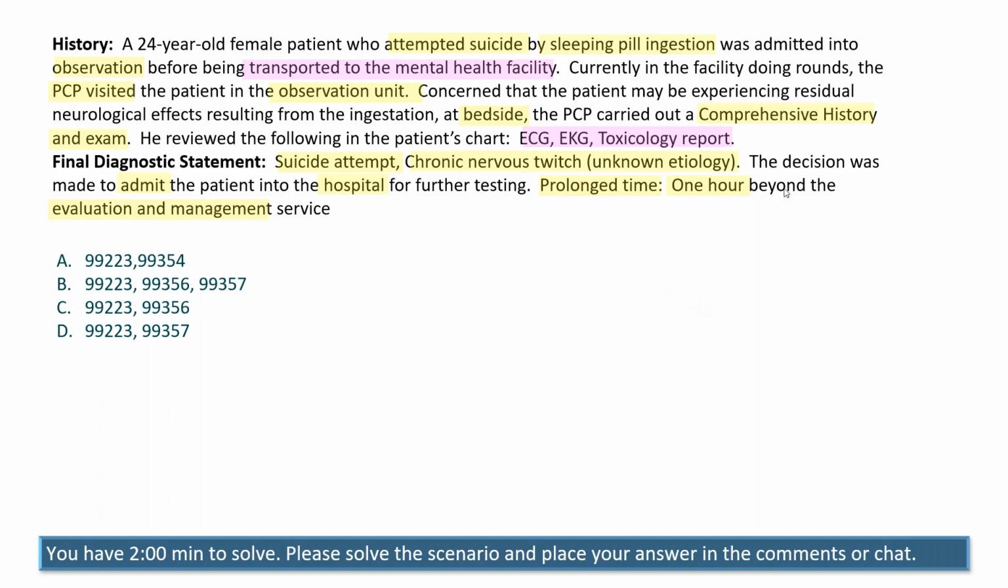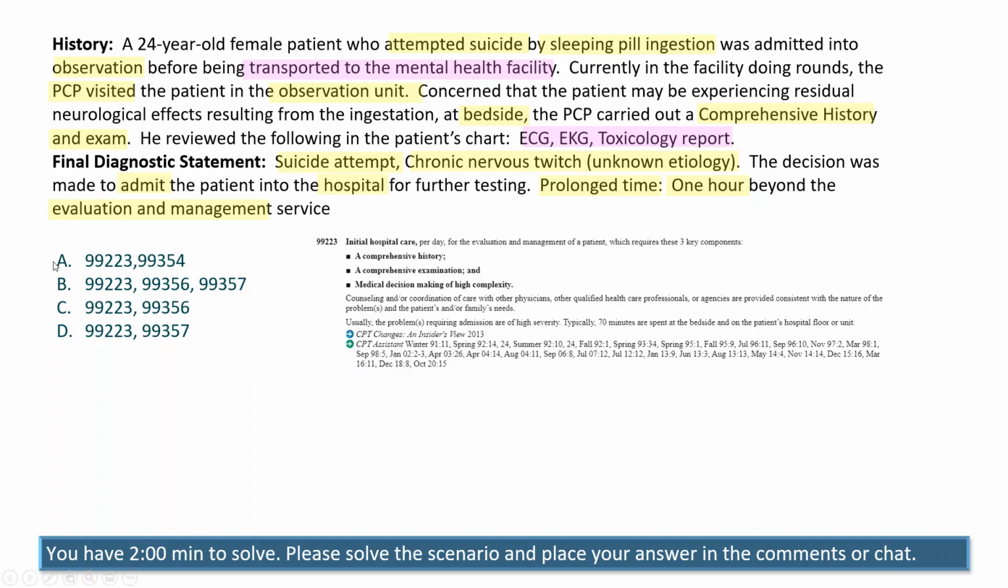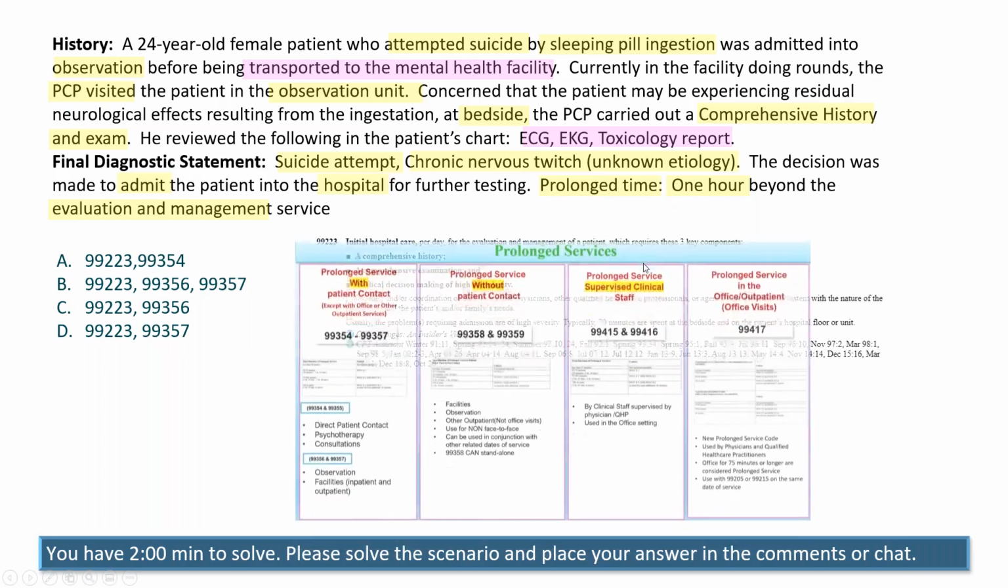All right, you all are amazing. I got lots and lots of answers in the chat. So this is what we came up with. Well, we know that A, B, C, and D all have the same answer. And for those of you that are advanced in coding, you know that we're going to code initial hospital. We're not going to code observation. And we're going to learn on Tuesday why you're not going to code the observation. We'll talk about that later. But initial hospital care is our first code. Now we have to code for the prolonged time.